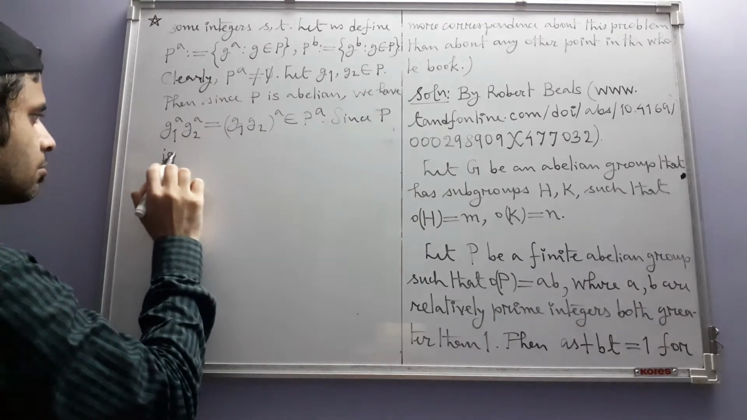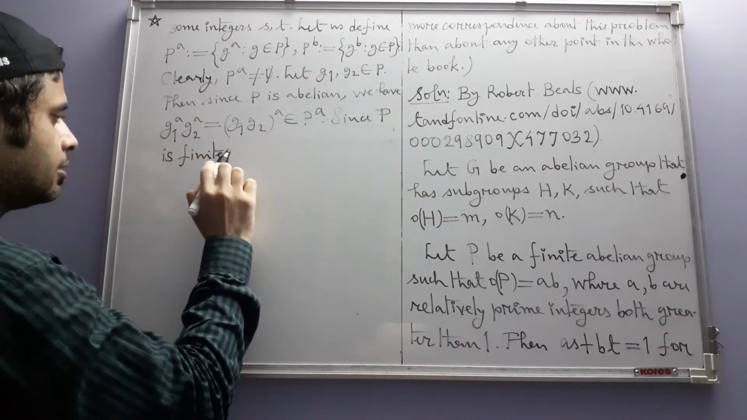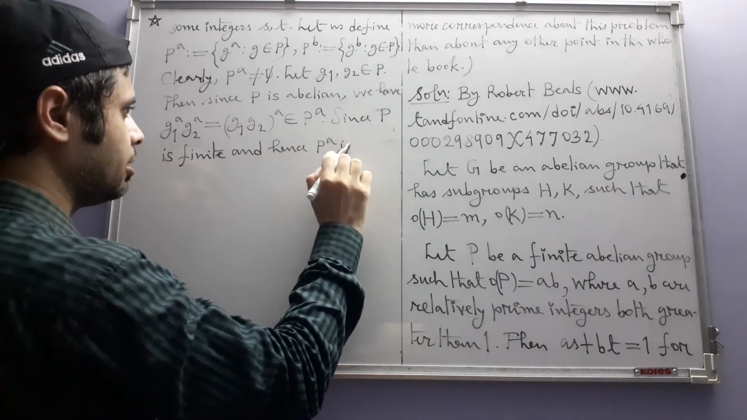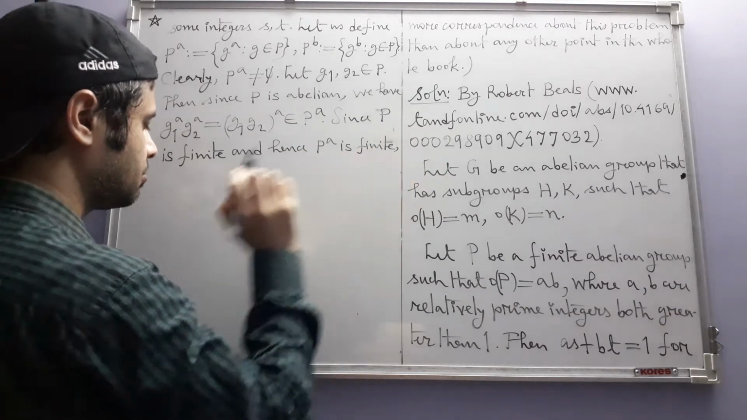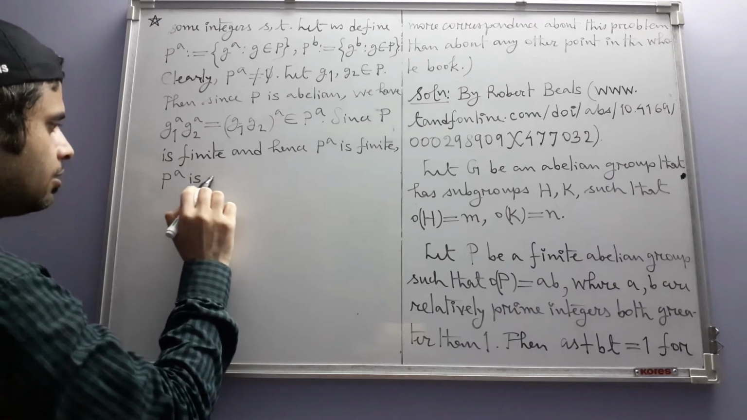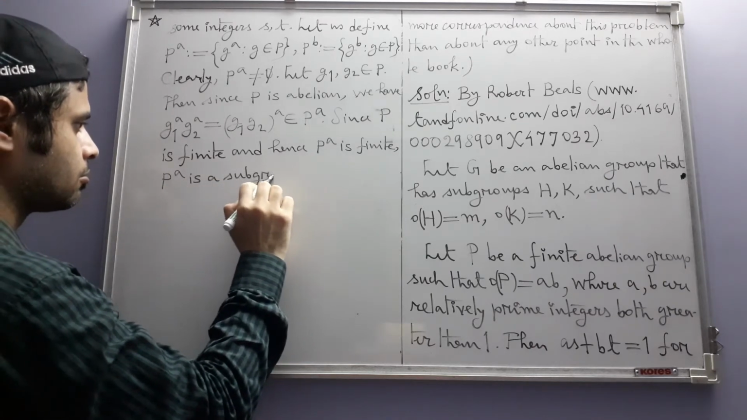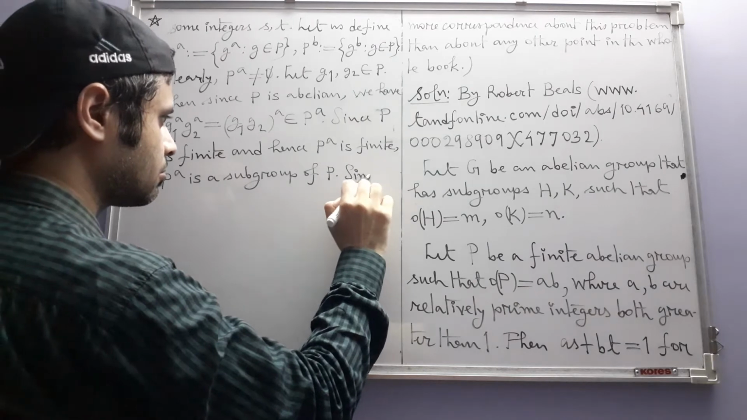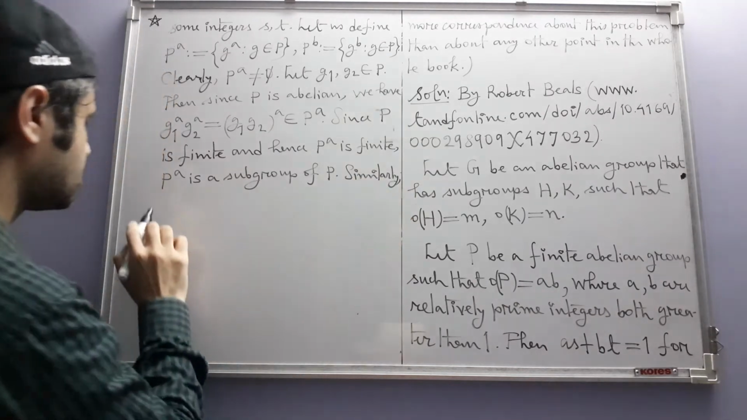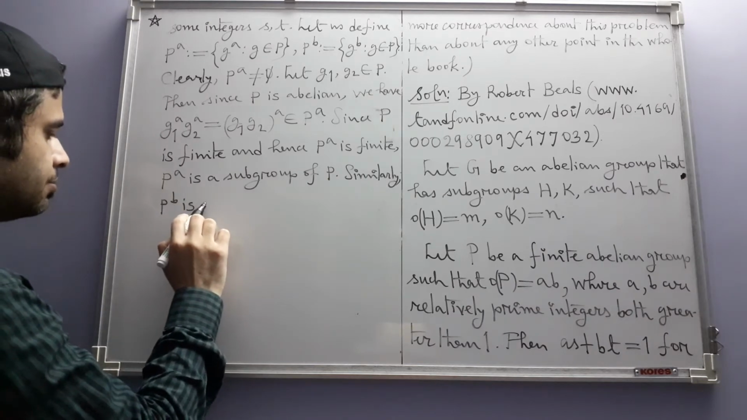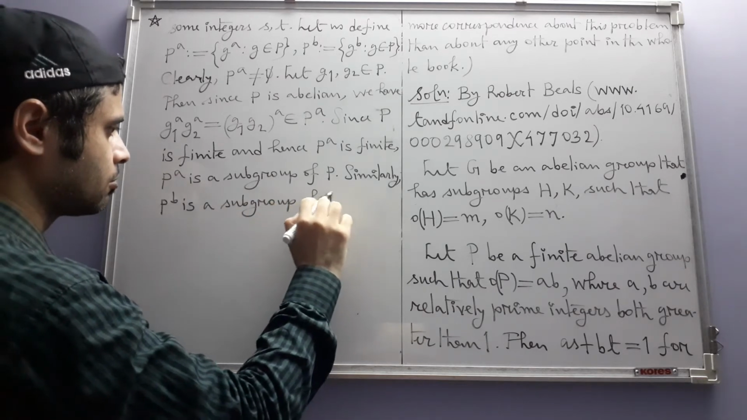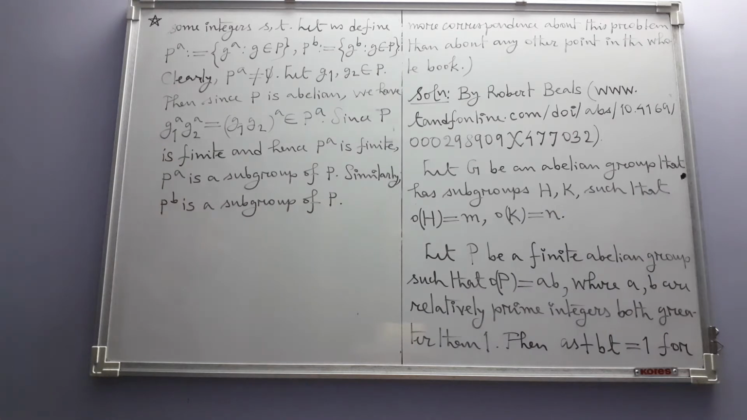P is finite and hence PA is finite, PA is a subgroup of P. Similarly, PB is also a subgroup of P. Okay, so the subsets we have defined turned out to be subgroups of P.